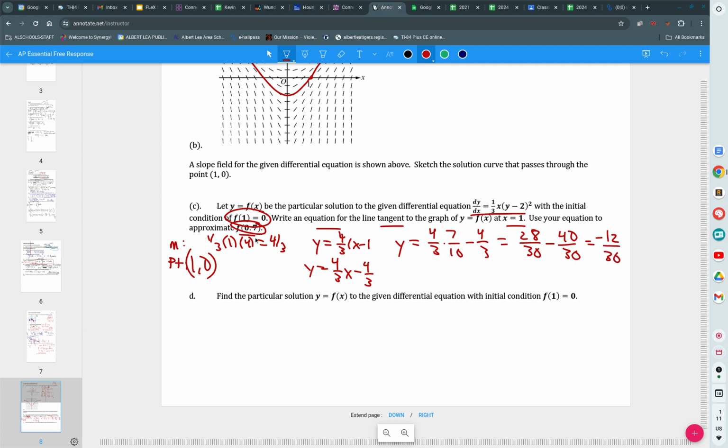Both are divisible by 6. I get a negative 2/5. That's the approximation.